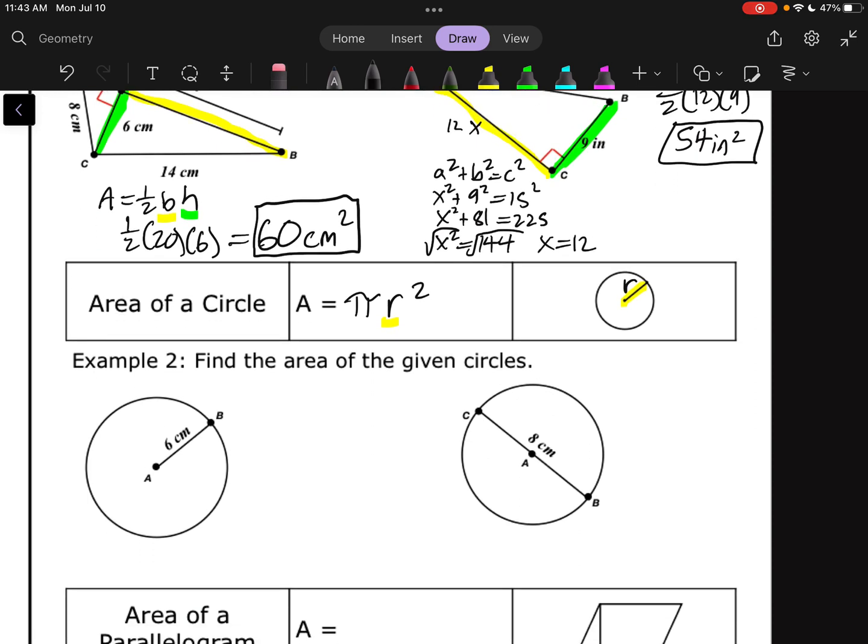So first one, let's do a little pi r squared. That's going to be pi times 6 squared. Pi times 6 squared. I'm getting 113.1 centimeters squared.